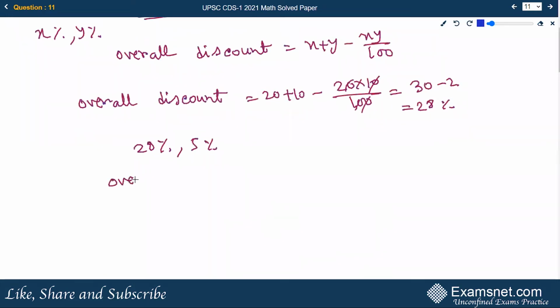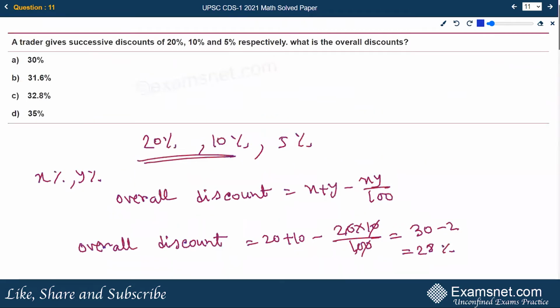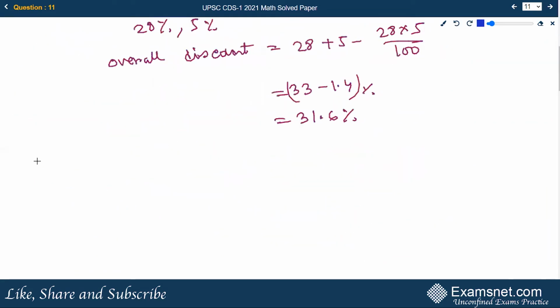Next, with 28%, we will consider this 5%. So overall discount, that is 28 plus 5 minus 28 multiplied by 5 by 100. So 33 minus 1.4. So it will give us 31.6%. Okay. So yes, we got the value, that is 31.6%, but I can give you one more method. That is, if we are given three successive discounts like this time, there is one more formula for the overall discount.